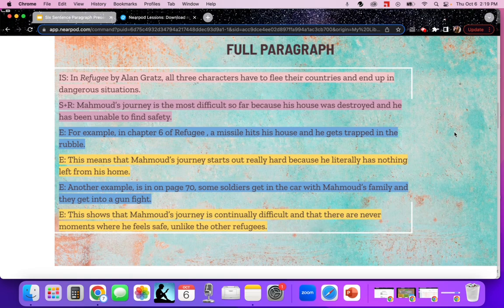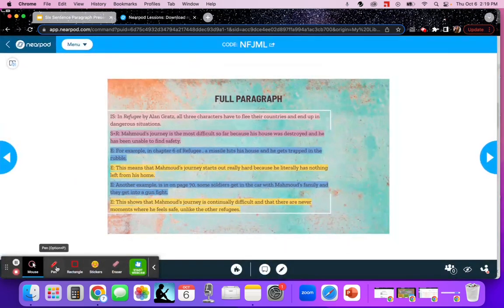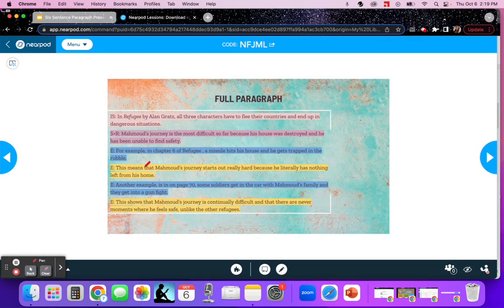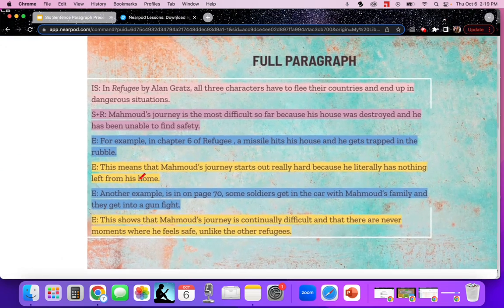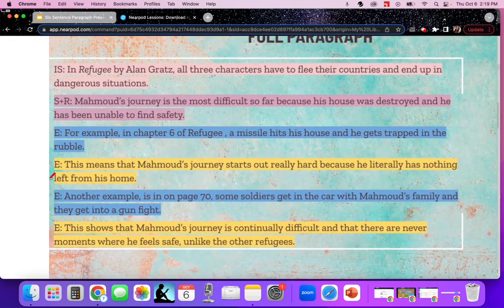Another example is on page 70. Some soldiers get in the car with Mahmoud's family and they get into a gunfight. This shows that Mahmoud's journey is continually difficult and that there are never moments where he feels safe, unlike the other refugees.